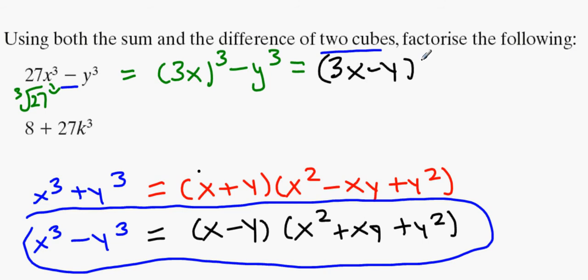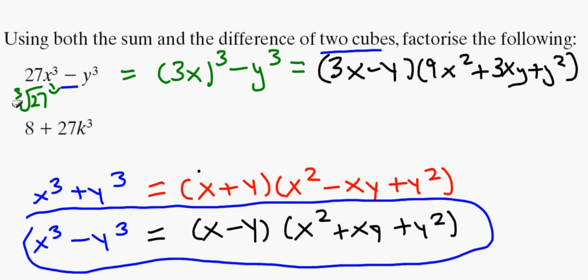Now we've got to do x squared, so it's going to be 3x squared, and 3x squared is 9x squared. Then the next part is plus x times y, which is 3x times y, and what we know about that is it's simply 3xy. And then finally plus y squared, the y squared at the end. And that there is your answer for the first one, okay?